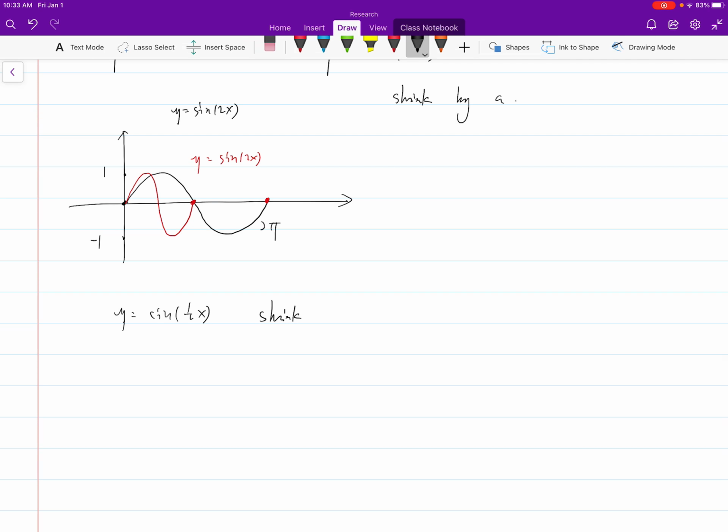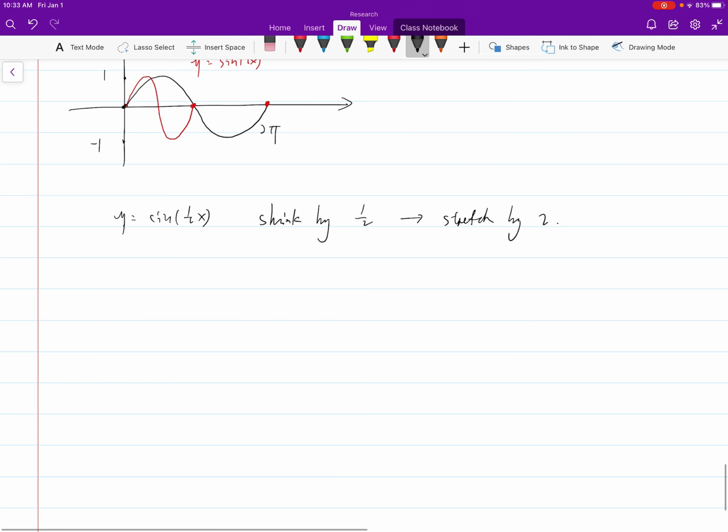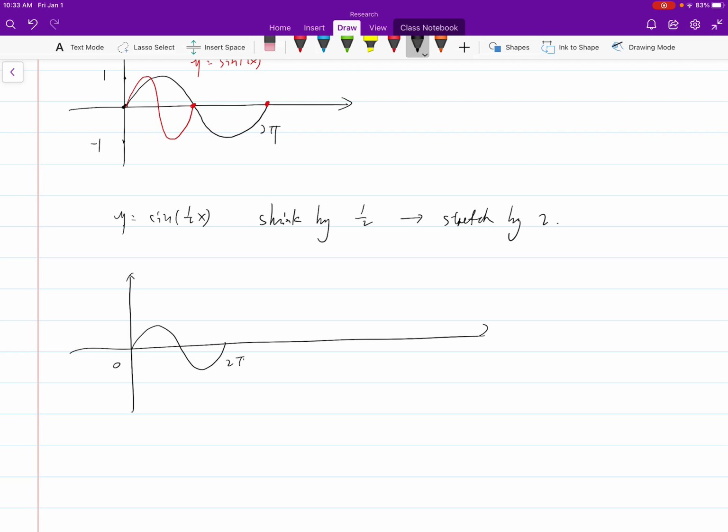But now what if you put a 1/2 there? That means shrink by 1/2, which means stretch by 2. You cannot shrink something by 1/2. Therefore, if this is the original thing from 0 to 2 pi, the new thing, once you put a 1/2 there, is going to go from 0 to 4 pi.